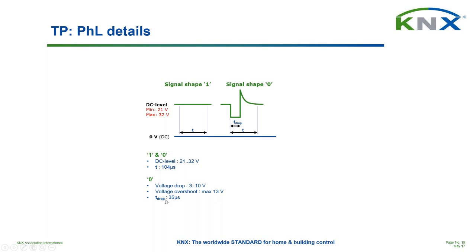The time of the voltage drop shall be 35 microseconds, and then there will be an overshoot like this, and this overshoot shall have a maximum of 13 volt, also again referred to the DC level as a reference. So not more than 13 volt should be the value of the overshoot.